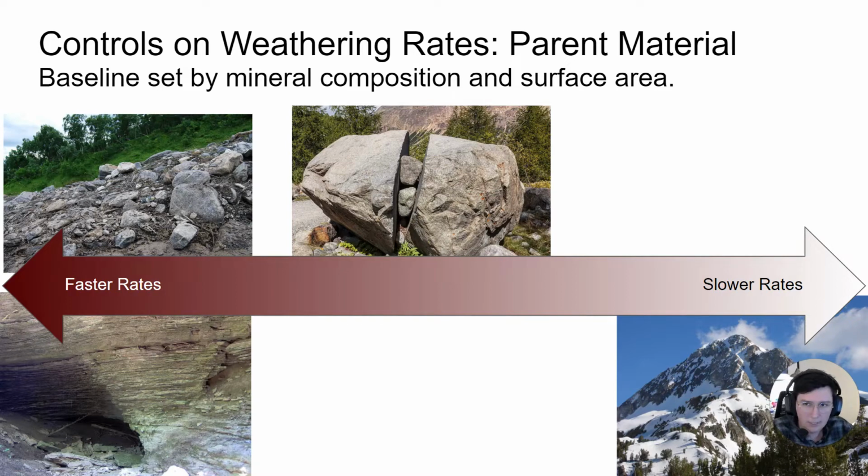In the middle there is a granite boulder. And so that's made out of a much more recalcitrant mineral. But it's been split by that thermal weathering, thermomechanical weathering that I had mentioned before. And then way off on the end of the slowest right here would be some large mountain that has very little surface area compared to its volume.